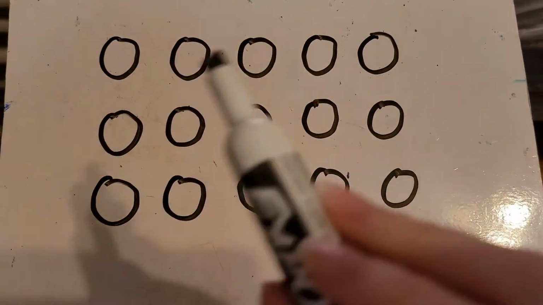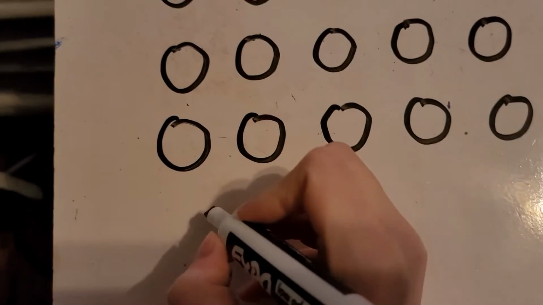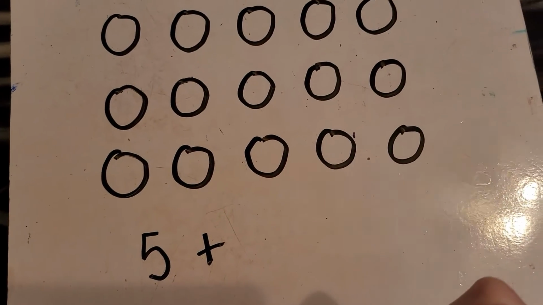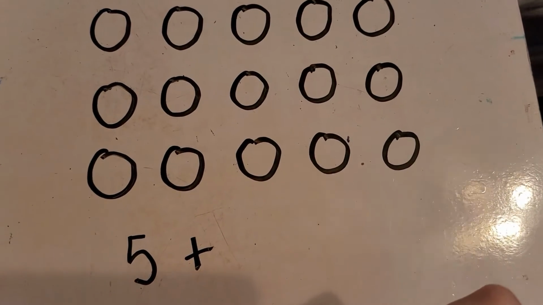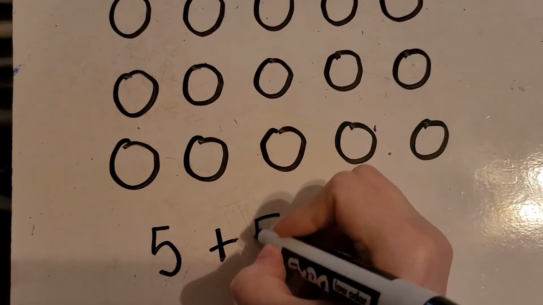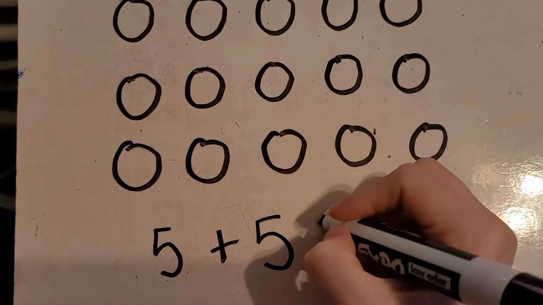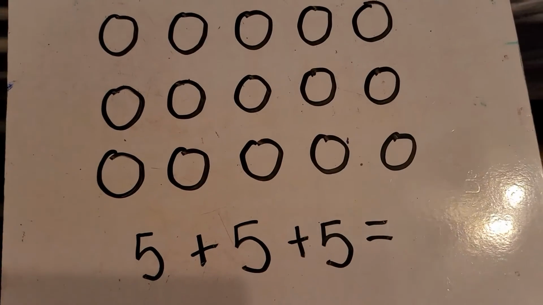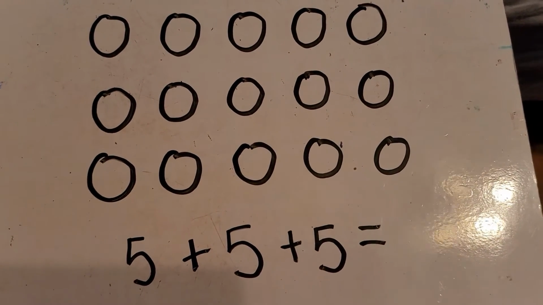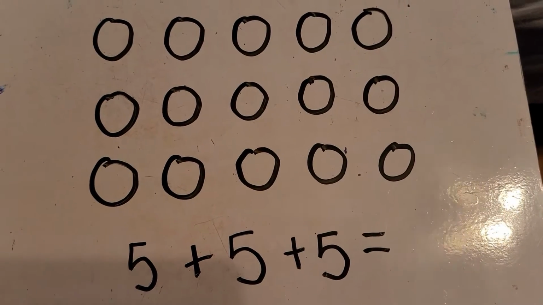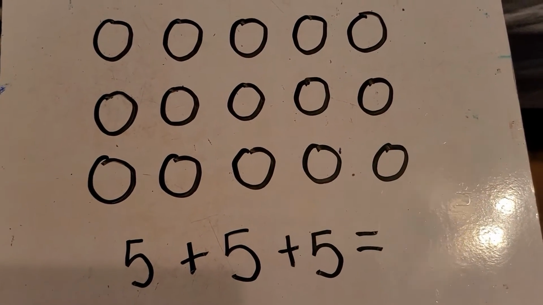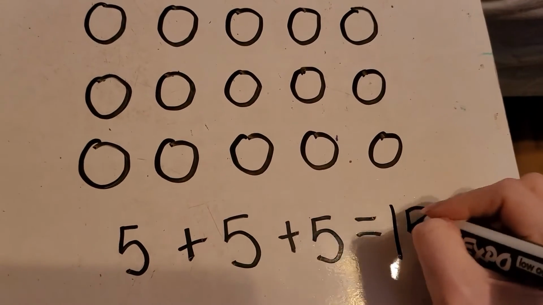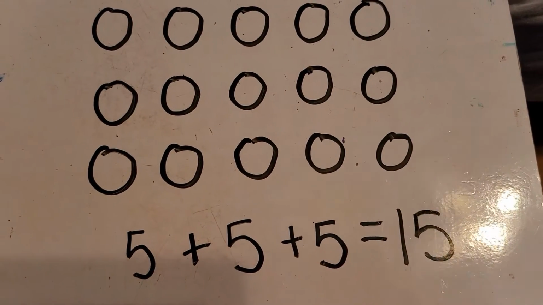Let's see, if I count 1, 2, 3, 4, 5, I'll start my number sentence with 5 plus the next row is the same. Remember, in an array, each row has the same amount. So if I move down a row, that's plus 5 more, and then my last row, again, 5. 5 plus 5 plus 5. So what does that give us all together? Well, let me count. 1, 2, 3, 4, 5, 6, 7, 8, 9, 10, 11, 12, 13, 14, 15. I have 15 circles in my array.